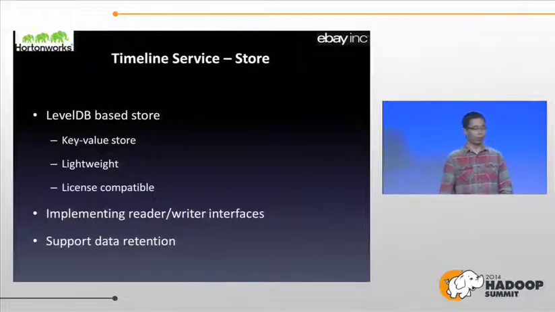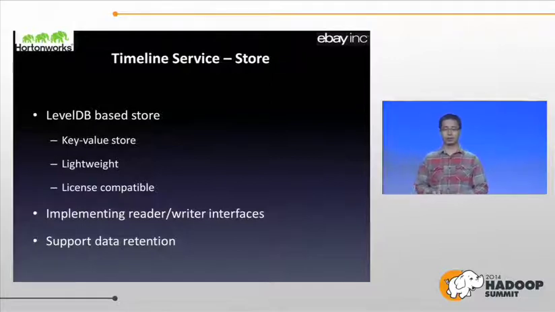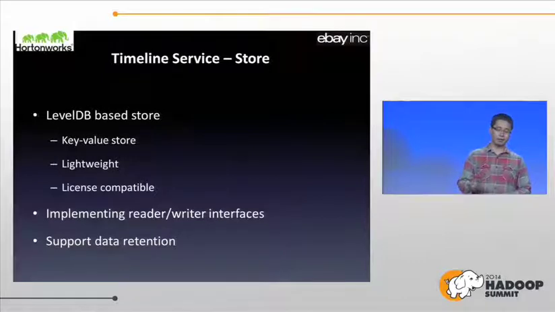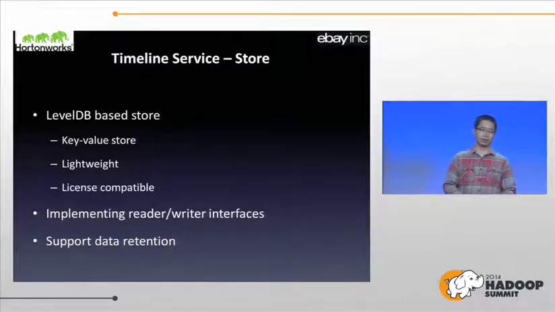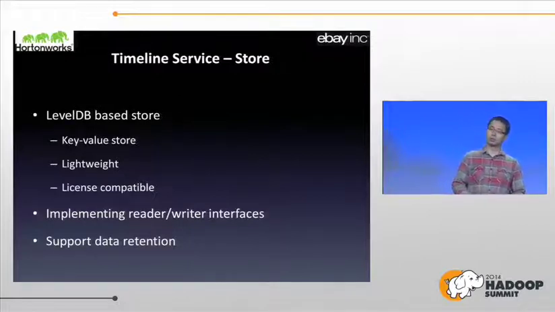So when we have the LevelDB store, we wrap it with a reader and writer interface. The reader and writer interface will take the timeline entity and the event as input, translate them into keys and values, and persist them into the store. On the other side, it will get the keys and values from LevelDB and compose them into entities and events and get them back to the user.